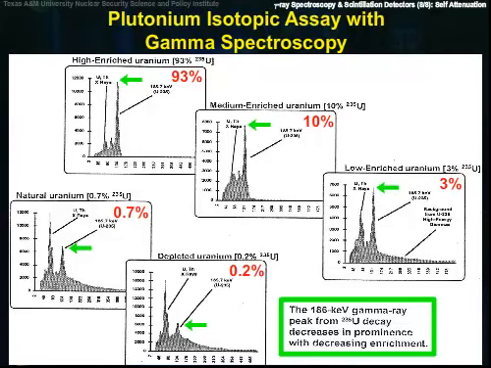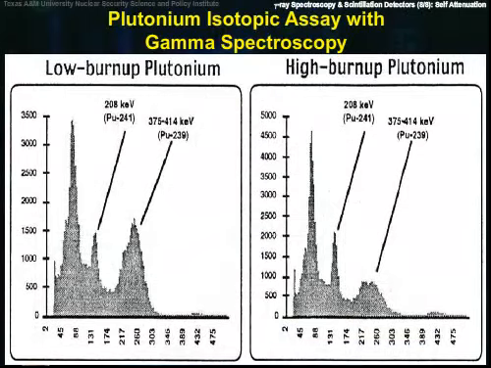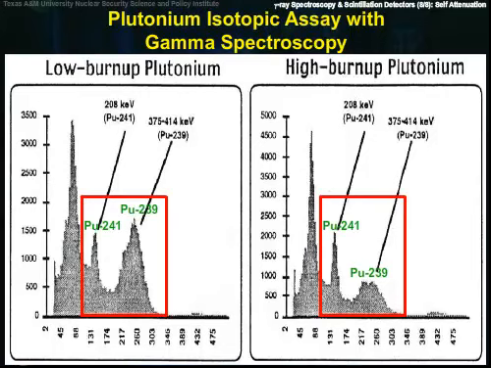We can do the same thing with plutonium. Plutonium isotopic concentrations are, again, relatively straightforward to measure. Low burnup plutonium has a relatively small amount of plutonium-241 signal compared to reactor grade or high burnup plutonium.